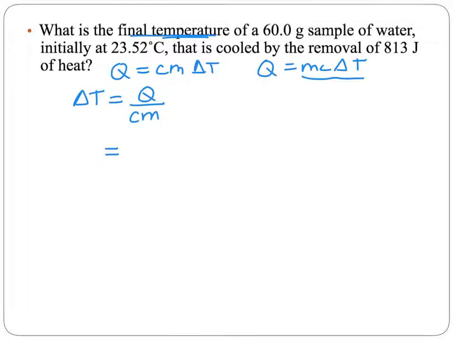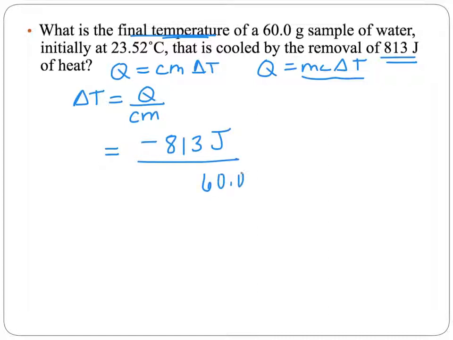The heat change is 813 joules, but this has been removed from the water. As I mentioned previously, when heat is going into something, it is positive, and when it is coming out, it is negative. So in this case, we have to put a negative sign in front, indicating that the heat is coming out of the water. We multiply that times the specific heat and the mass. Well, the mass is pretty obvious.